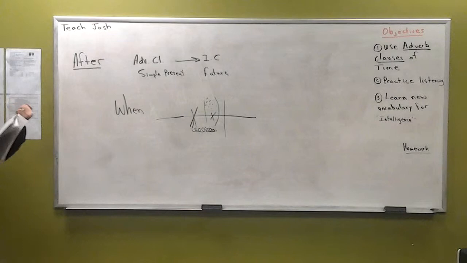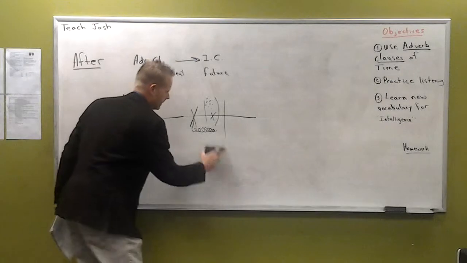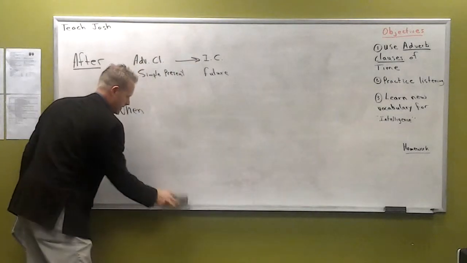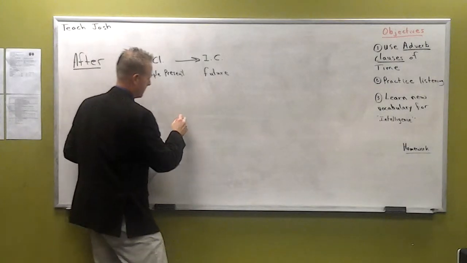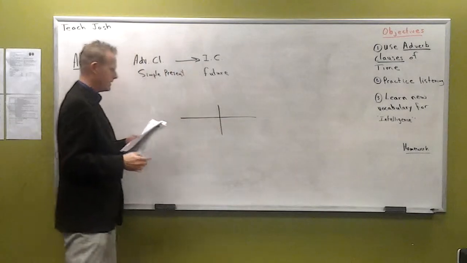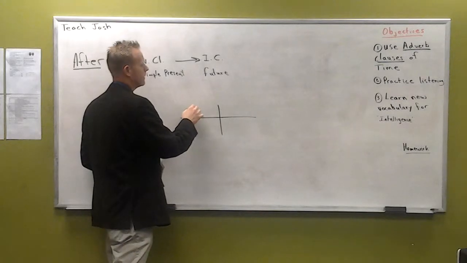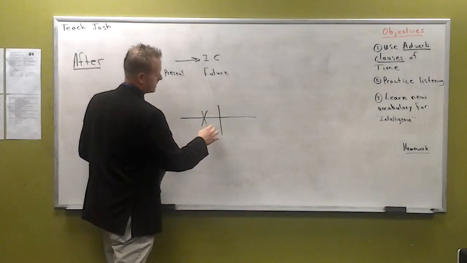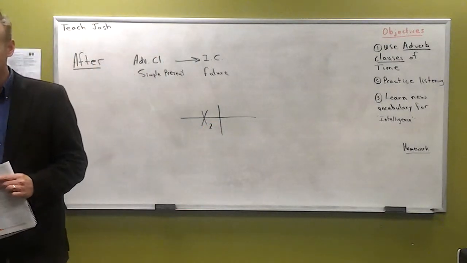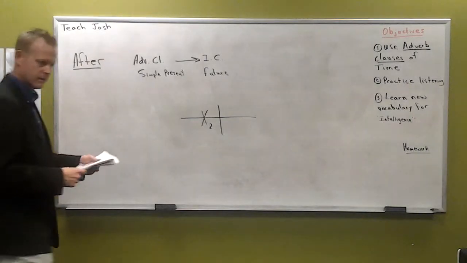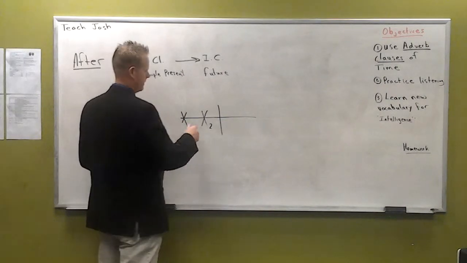So, look at the first example. Ziggy, will you read the first example? Okay. By the time he arrived, we had already left. Yeah. So, by the time he arrived, what tense is that? Good. Simple past. By the time he arrived, see, something else had already happened. We had already left. We had already left.